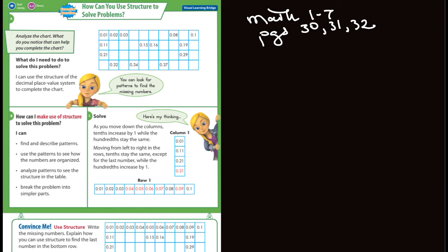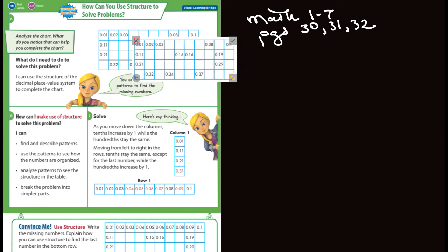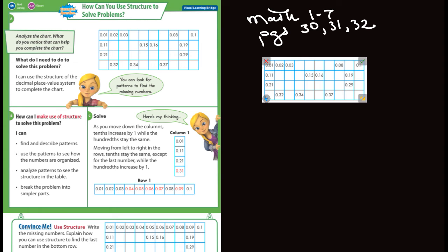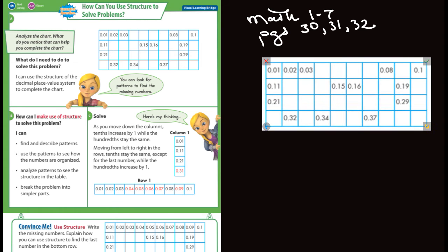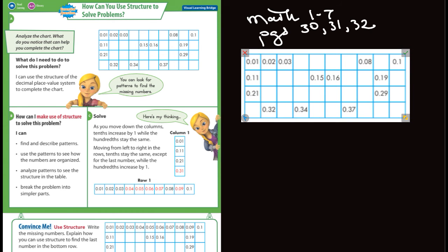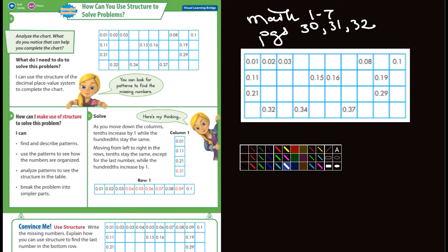Actually, let me just do this. I'm going to copy this little chart right here, and I'll pull it over so I can write on it. Maybe I'll make it a little bit bigger so you guys can see. And there we go.